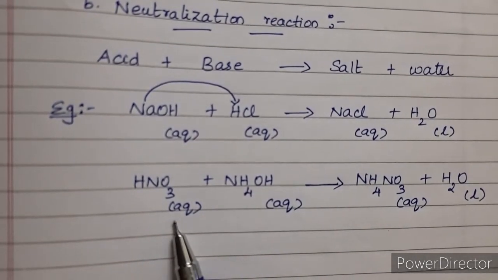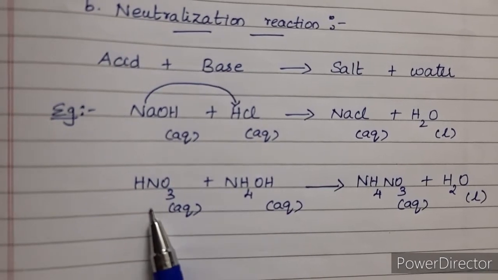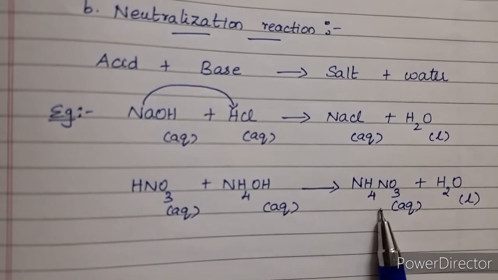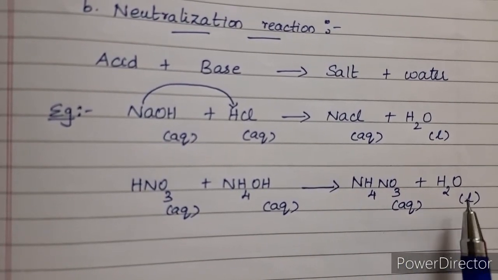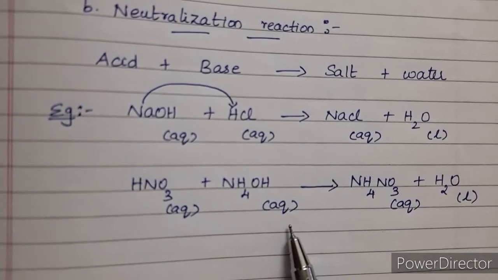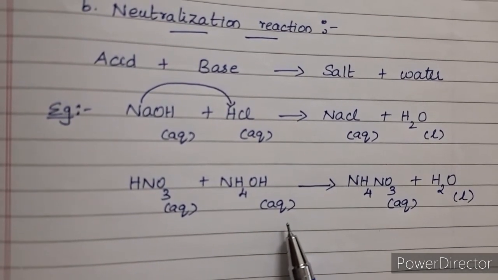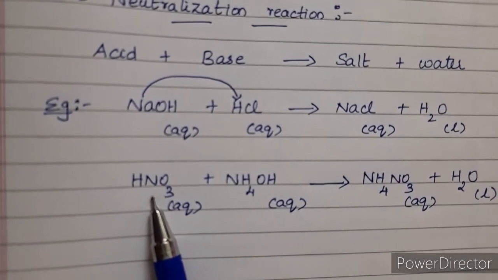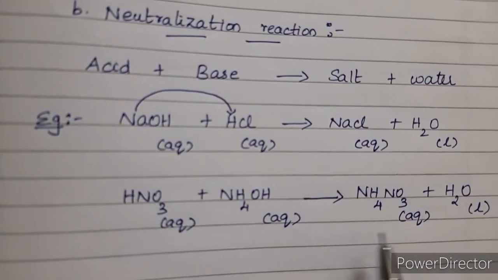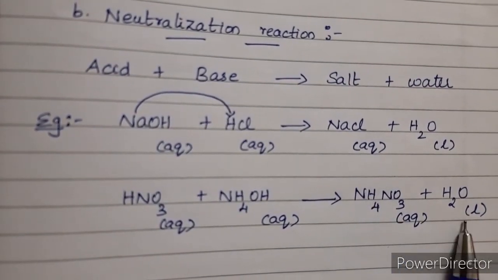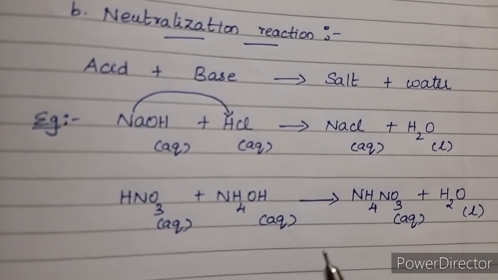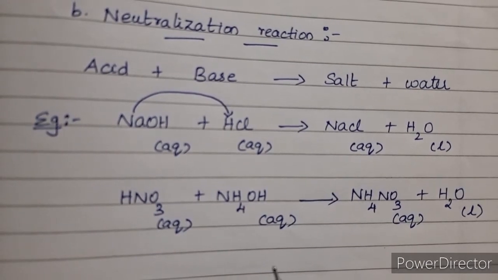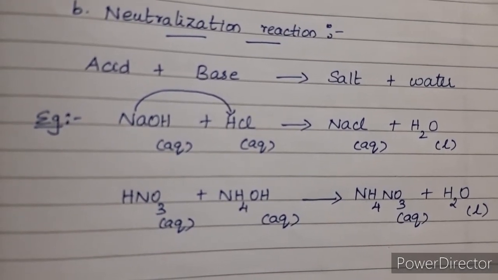Now let's see the other example. Here nitric acid combines with ammonium hydroxide, and the products obtained are ammonium nitrate and water. So this is also a neutralization reaction, that is neutralization between a base, ammonium hydroxide, and an acid, nitric acid, and it forms ammonium nitrate and water. So these two are examples of neutralization reaction, and this is another type of double displacement reaction.